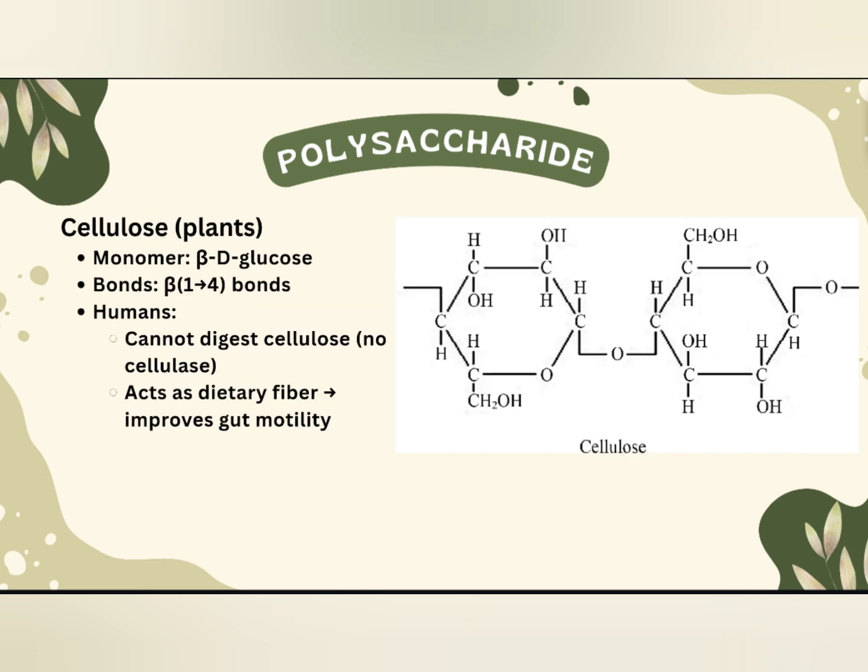Cellulose in plants is also considered a polysaccharide, made of beta-D-glucose linked together by beta-1,4 bonds. Because humans cannot digest cellulose due to the lack of cellulase, it actually acts as a dietary fiber that improves gut motility.